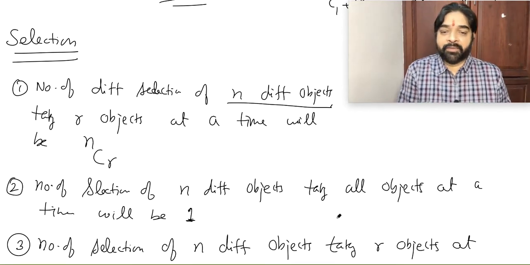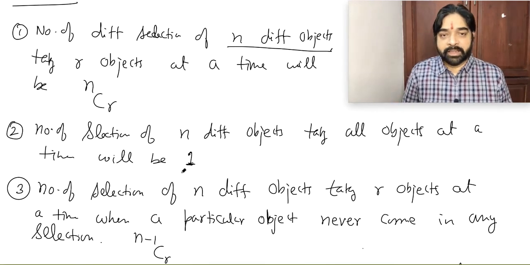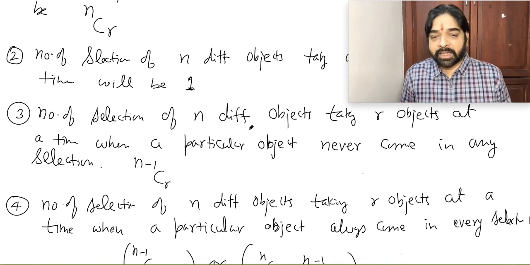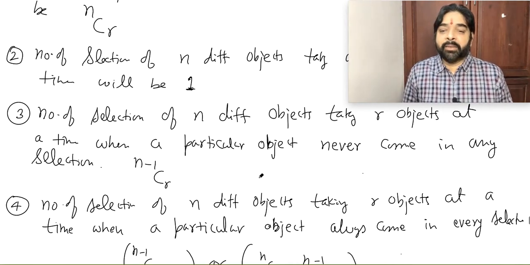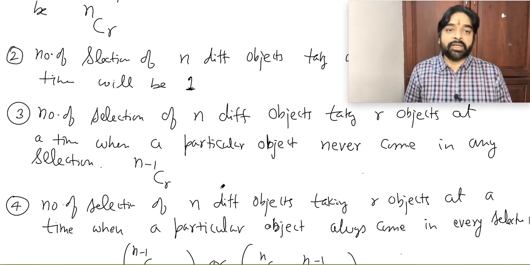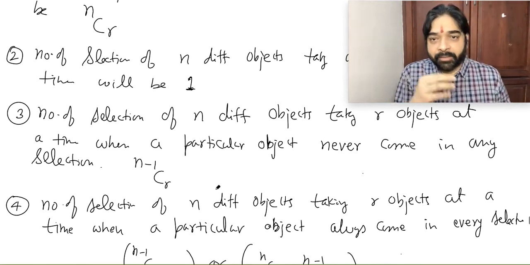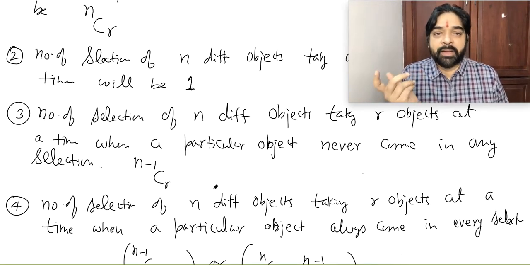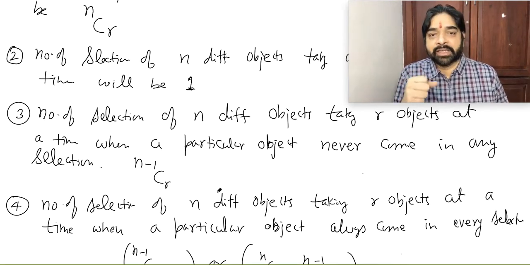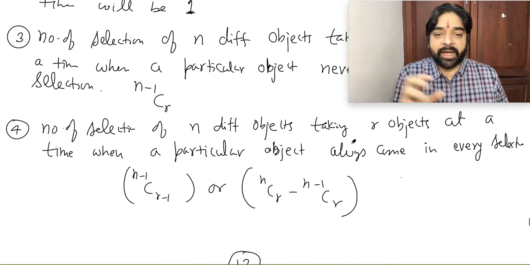Next, the number of selections of n different objects taking all objects at a time, you can easily understand, it will be 1 or nCn. Number of selections of n different objects taking r objects at a time when a particular object never comes in any selection: that means that object is not there. You can remove it from the container and we say n minus 1 objects only are there and we are selecting r objects.